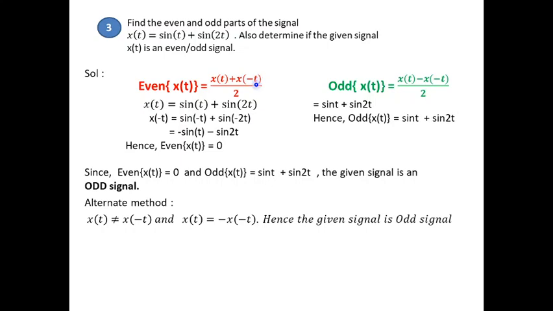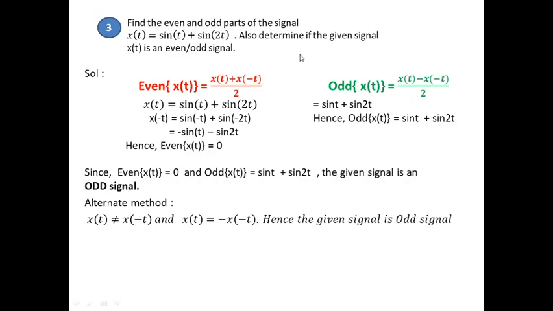We have to find the time reversal x of minus t. So x of minus t equal to sine of minus t, right? In the place of t, you have to substitute minus t, plus sine of minus 2t. Sine of minus t is minus sine t. Sine of minus 2t is minus sine 2t, right? Hence the even part is x of t plus x of minus t, divided by 2. So sine t minus sine t will get cancelled. Then sin 2t minus sin 2t will get cancelled. So automatically the even part of x of t will be 0, right?